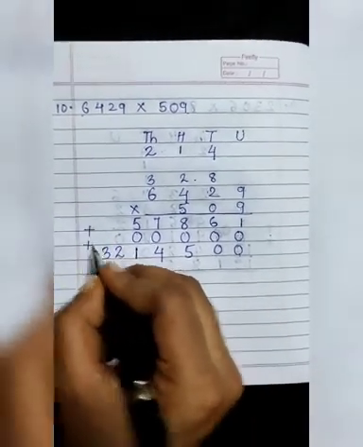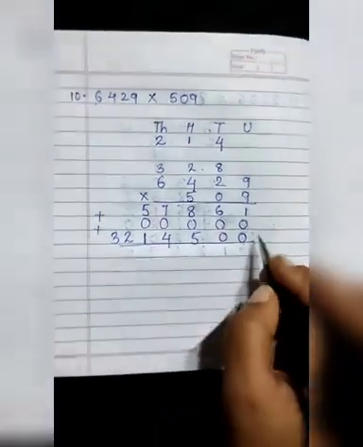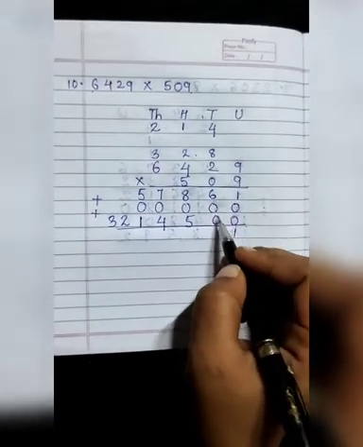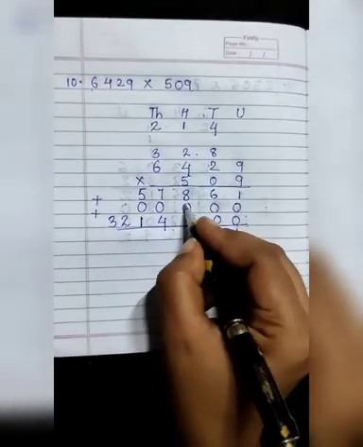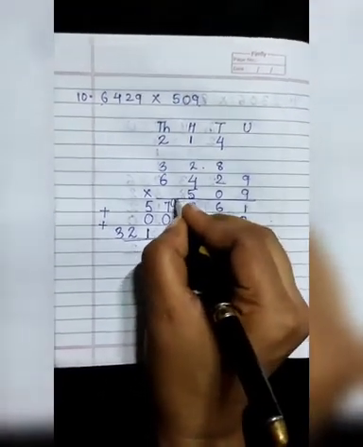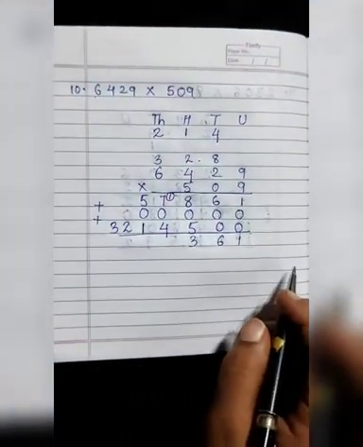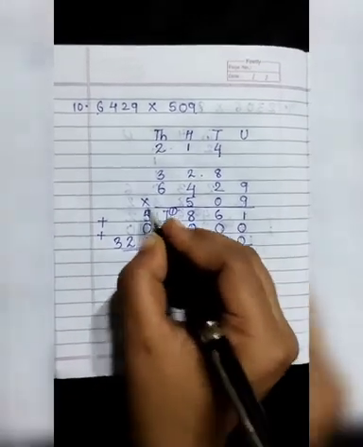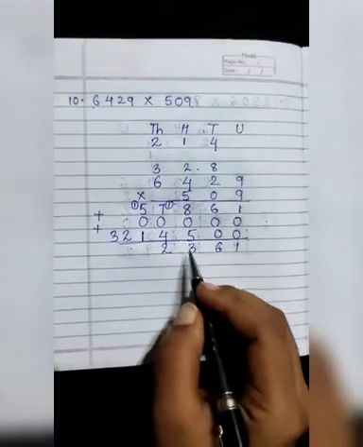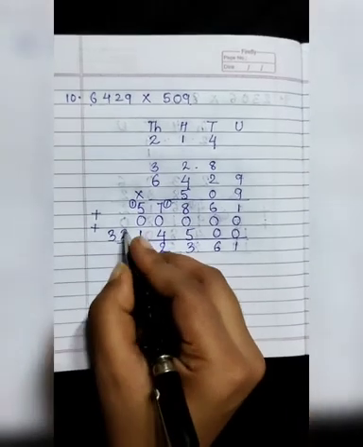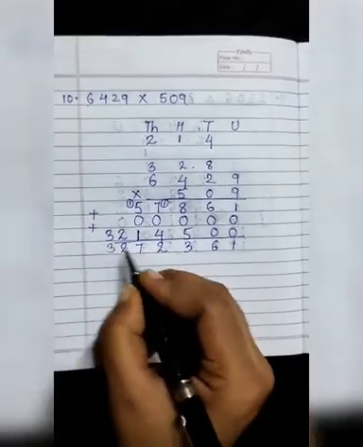So we will add all these three numbers. 1 plus 0 will be 1. 6 plus 0 will be 6. 8 plus 0 will be 8. Plus 5, 13. So 3 we will write here and 1 we will carry. 1 plus 7 will be 8. 8 plus 0, 8. Plus 4 will be 12. 2 we will write here. 1 carry. 1 plus 5, 6. Plus 0, 6 plus 1, 7. 2 we will write as it is and 3 as it is. So we have got this answer.